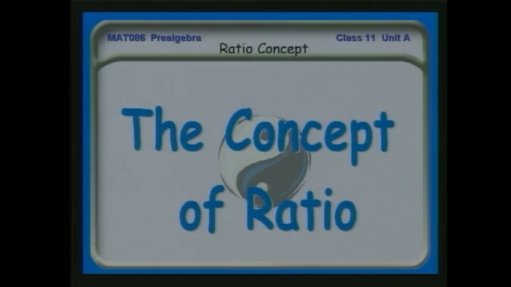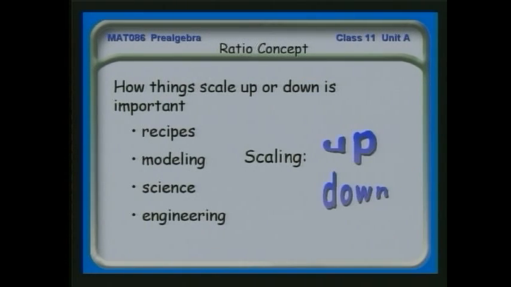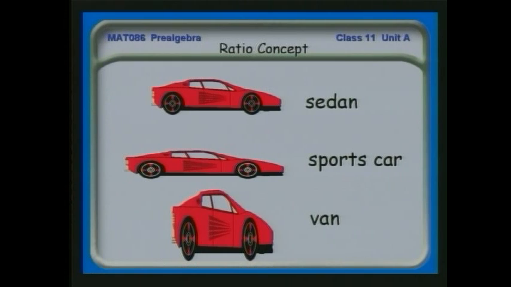We're talking about ratio in general. We've mentioned that we can use ratios to compare things and look at how things might scale up or scale down. For example, I've been playing around with the computer and taken one diagram and mushed it around a little bit. Suppose what determines what's a sedan, a sports car, or, well, a kind of weird-looking van, but you get the general idea.